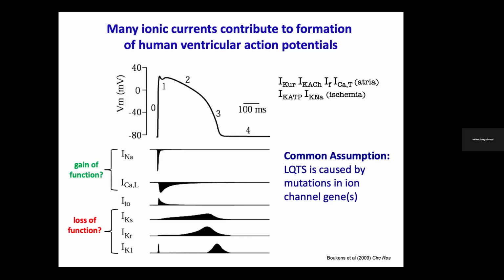And back in the late 80s, early 90s, the most common assumption for the mechanism of long QT syndrome was that it must be caused by mutation in ion channel genes. It didn't have to. It could have been a lot of different genes that were in some way responsible for repolarization. Specifically, anything that would increase inward currents like sodium or calcium, for example, a gain of function in these channels, or a loss of function of potassium outward currents would lead to a prolongation of the action potential. So any of those things are possible.